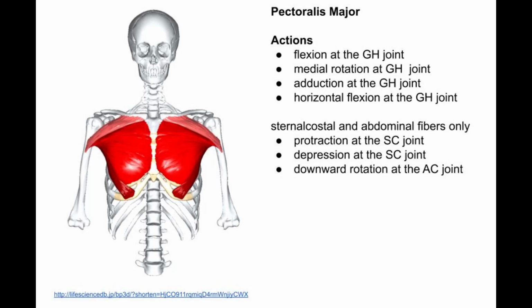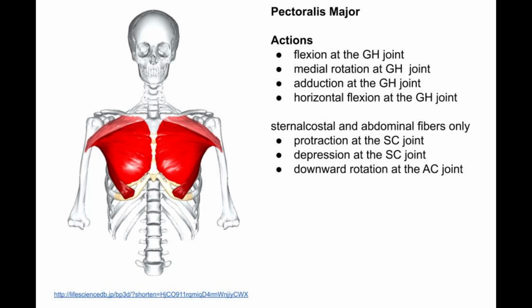Pectoralis major has several actions because it can act on the AC, SC, and GH joints. It can do flexion of the GH joint, so this is action within the sagittal plane. Medial or internal rotation at the GH joint, so this is within the transverse plane. Adduction of the GH joint, that is within the frontal plane, and horizontal flexion of the GH joint.